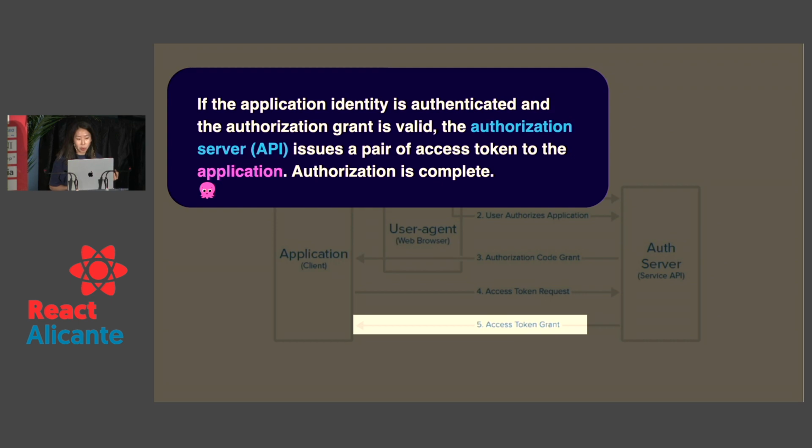The last step, access token grant. If the application identity is authenticated, which means that it is registered in an Open API environment, and the authorization grant is valid, which means that the auth code has not expired or been used yet, the authorization server issues a pair of access tokens to the application. And now the authorization is complete. Basically, Daikin will check the auth code Octopus Energy sends. If it's valid, then it issues an access token.